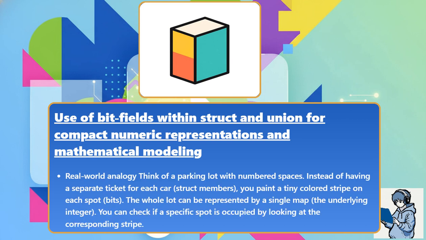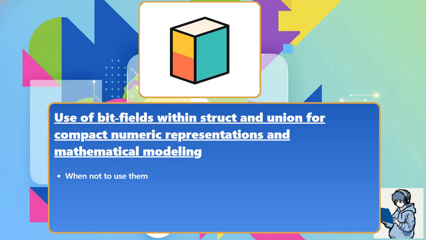Real-world analogy: think of a parking lot with numbered spaces. Instead of having a separate ticket for each car, struct members, you paint a tiny colored stripe on each spot, bits. The whole lot can be represented by a single map, the underlying integer. You can check if a specific spot is occupied by looking at the corresponding stripe. When not to use them.